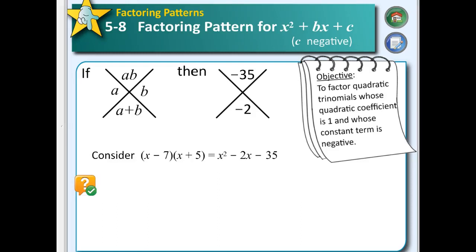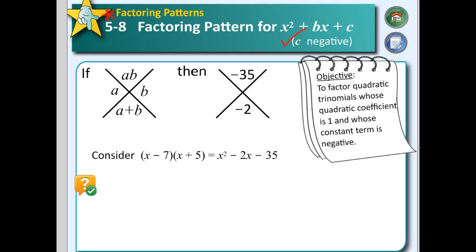All right, class, we are still in the factoring mode, and today's lesson is going to look a lot like yesterday's lesson. But we're going to look now at continuing factoring patterns, like we did yesterday. Today, C is going to be negative, which means the constant term on the end is going to be negative. So here's my X marks the spot again from yesterday.